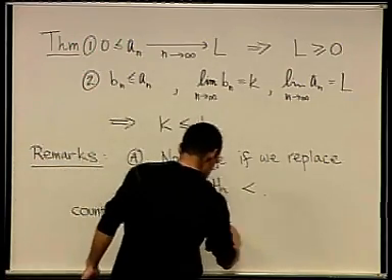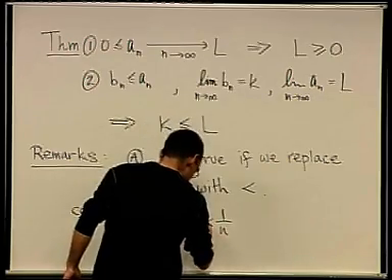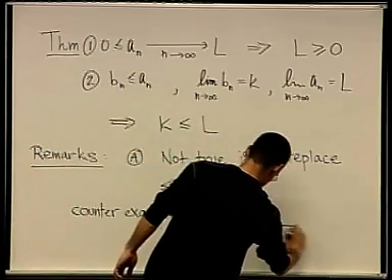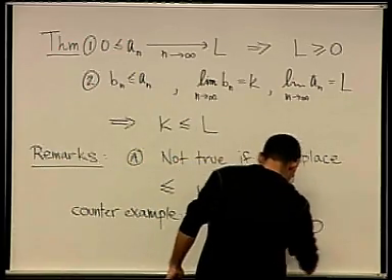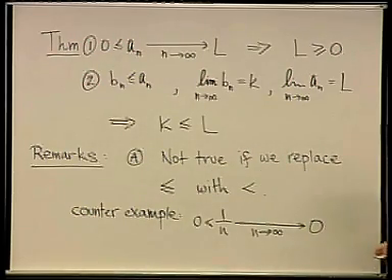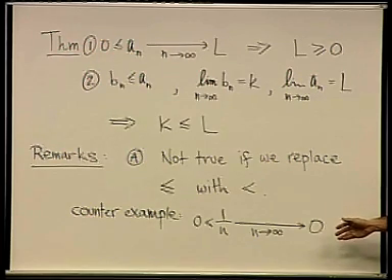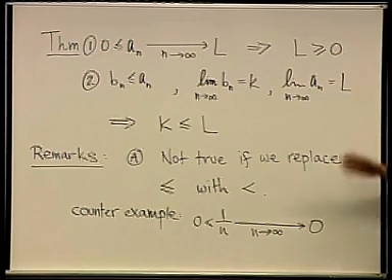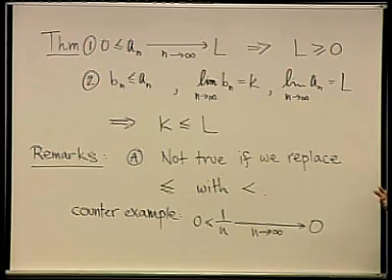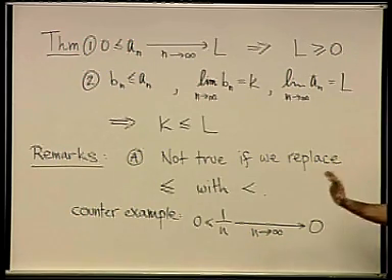1 over n is a strictly positive sequence, but it converges to 0, which is, of course, not strictly positive. So this is again a situation where some form of statement about inequalities is no longer valid when you make them strict. We're going to see many of these throughout the course.